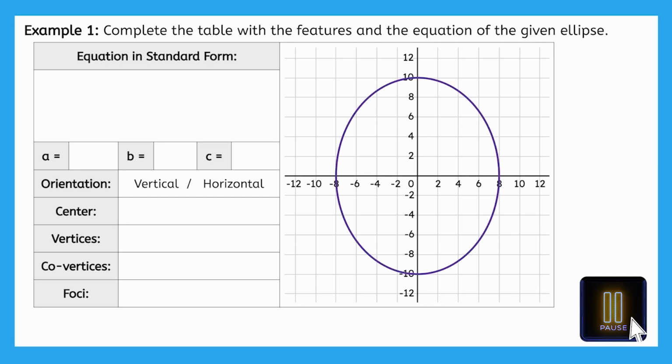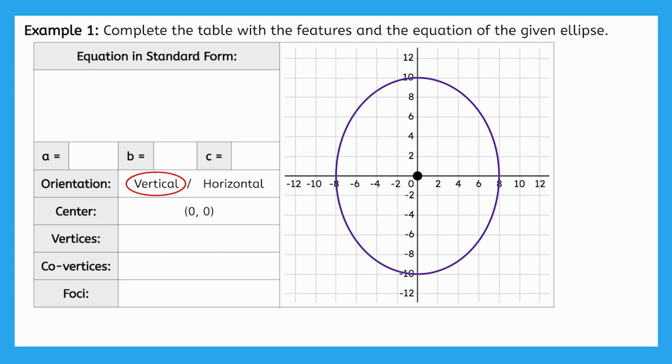We can see this ellipse is taller than it is wide, which means its major axis is vertical. It's centered at the origin because (0, 0) is equidistant to the vertices, and the vertices are at (0, -10) and (0, 10), which means our major radius is 10. The co-vertices are located at (-8, 0) and (8, 0), which are each a distance of 8 units from the center, so b equals 8.